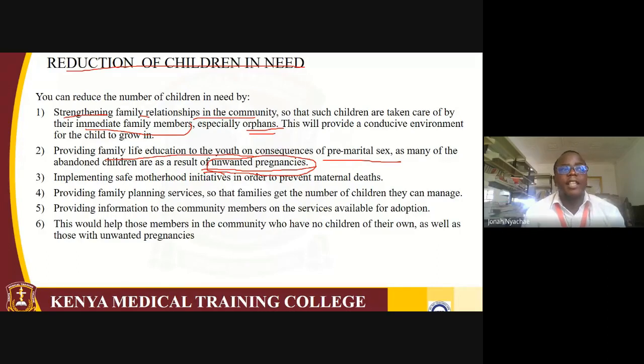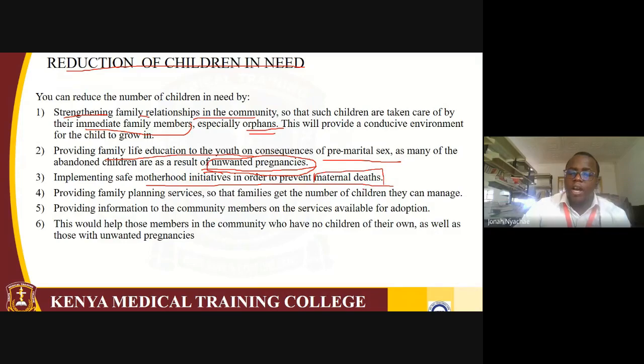You find the father or the person who is responsible for the child disappears, and also the mother disappears, and then they leave the child. So it is a very sad affair. Also, we can reduce by implementing safe motherhood initiatives in order to prevent maternal death.